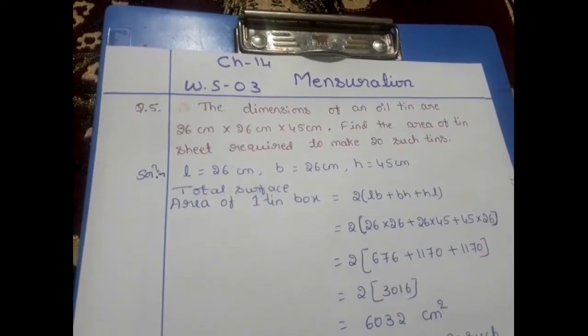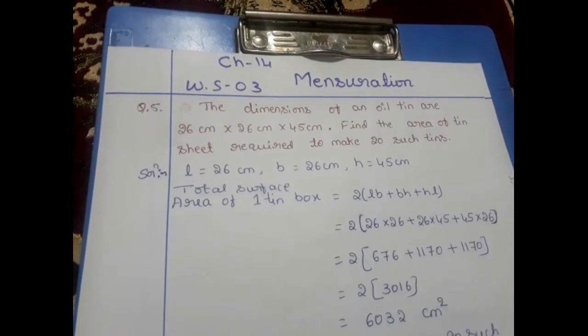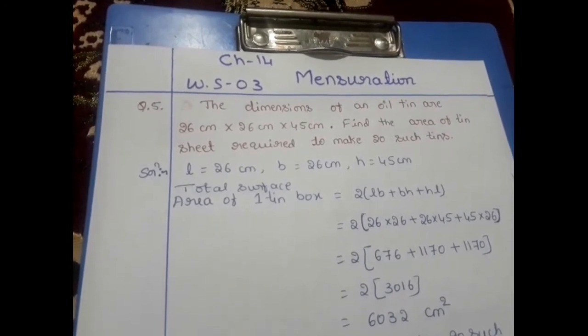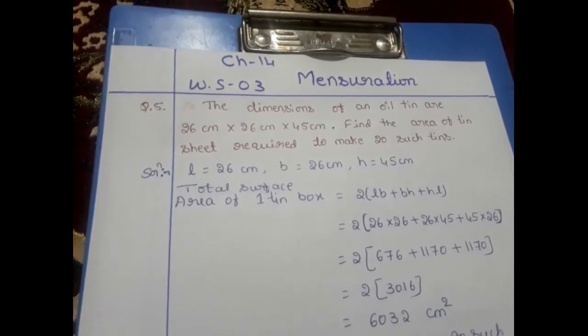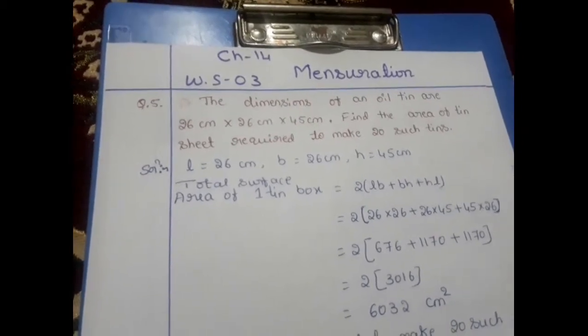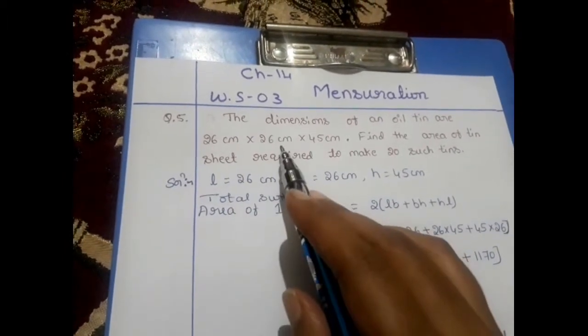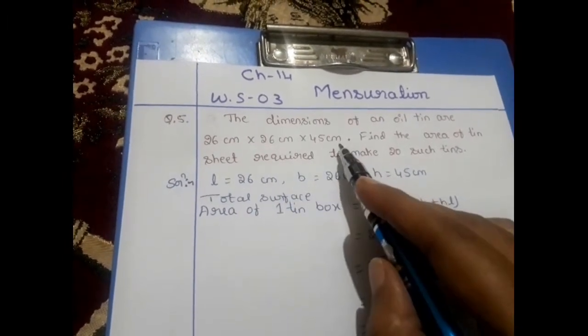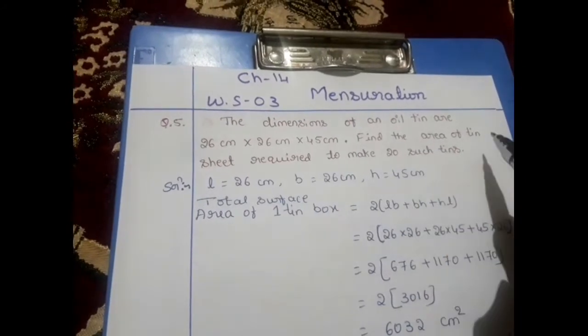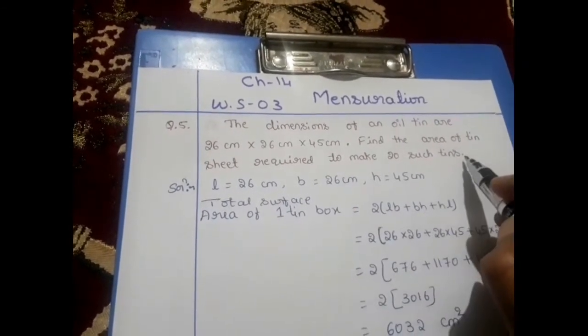In the previous video, we discussed chapter 14, mensuration, worksheet 3, questions 1 to 4. Now let us continue worksheet 3 with question number 5. The dimensions of an oil tin are 26 centimeter into 26 centimeter into 45 centimeter. Find the area of tin sheet required to make 20 such tins.